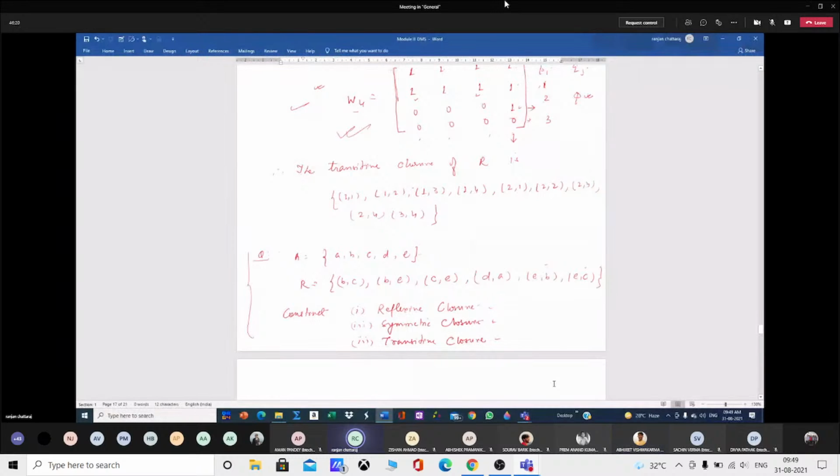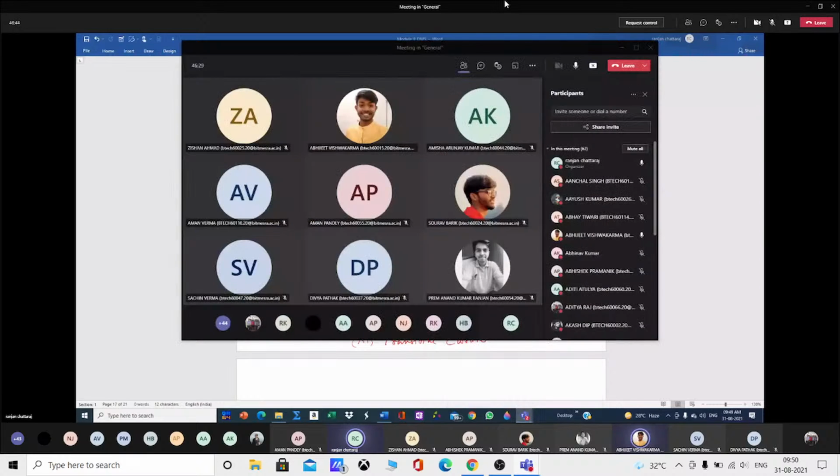Any doubt related to this topic? If anybody has any problem, then frankly discuss it, otherwise you can't understand. This is the base of computer science, this is actually discrete mathematics. From here you gain the mathematics of computers.